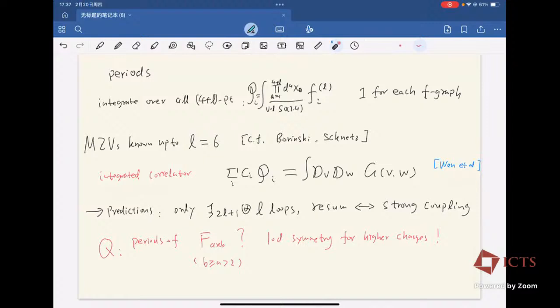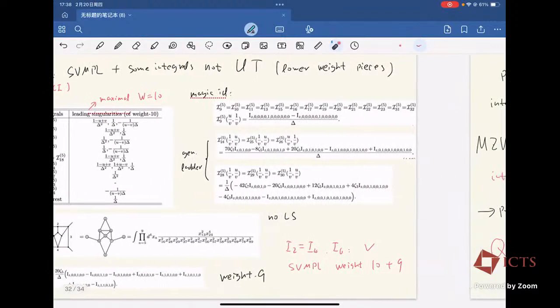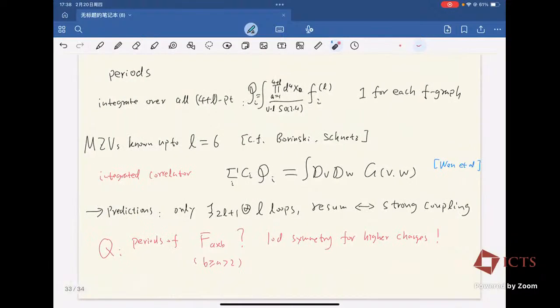So I think it's a very beautiful question that now you can ask at even higher loops: what are the periods of these F graphs? In particular, what are the periods of the determinant ladder? The graphs correspond to the determinant ladder. Since we start to see some periods are not uniform transcendental, you need to take more combinations to recover the UT property. So this will be an even simpler object to study, which are the periods, not the conformal functions.